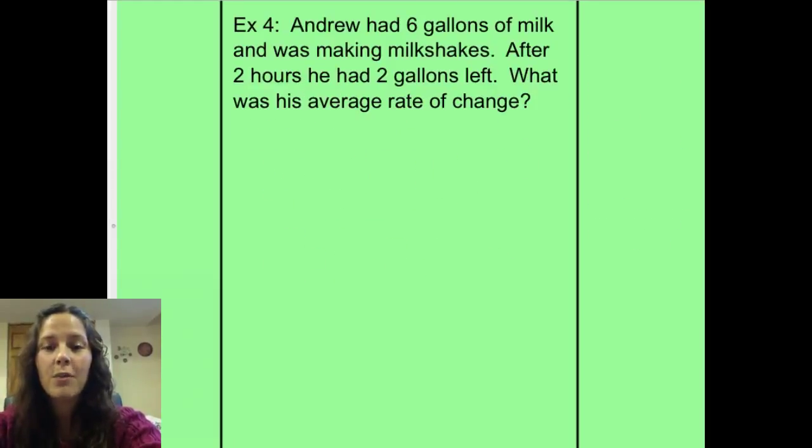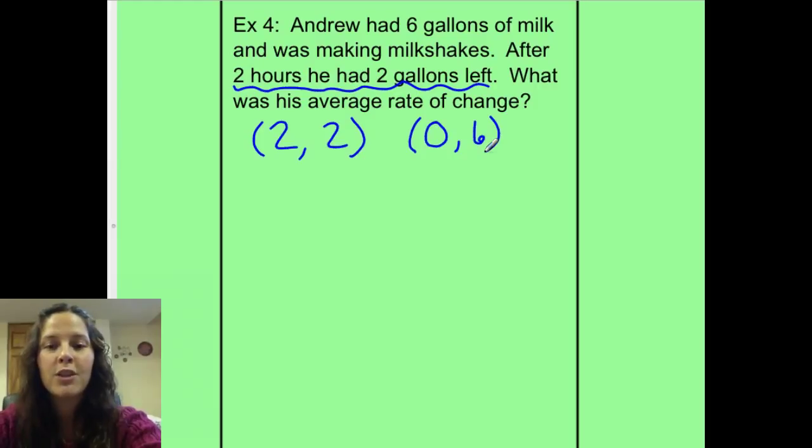Finally, we're taking a look at one more example. Andrew had 6 gallons of milk and was making milkshakes. After 2 hours, he had 2 gallons left. So again, this is a similar one to the last one, where the second piece of information gives us the input and the output. The input was the 2 hours, and the output was the 2 gallons. So now let's take a look at that first one. The input was currently, after 0 hours, he had 6 gallons.